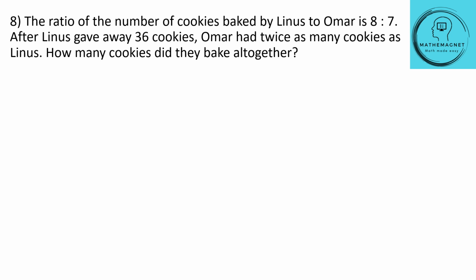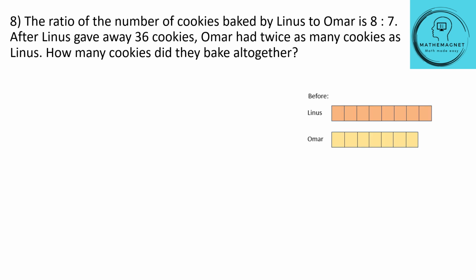So over here, this is a before and after model question. So before Linus gave away the cookies, they had cookies in the ratio of 8:7. So the model will look like this. Linus will have 8 units, Omar will have 7 units. Now after Linus gave away 36 cookies, Omar had twice as many cookies as Linus. Now we know in the beginning Omar has 7 units and there has been no change to the number of cookies Omar has. Omar's number of cookies remains the same.